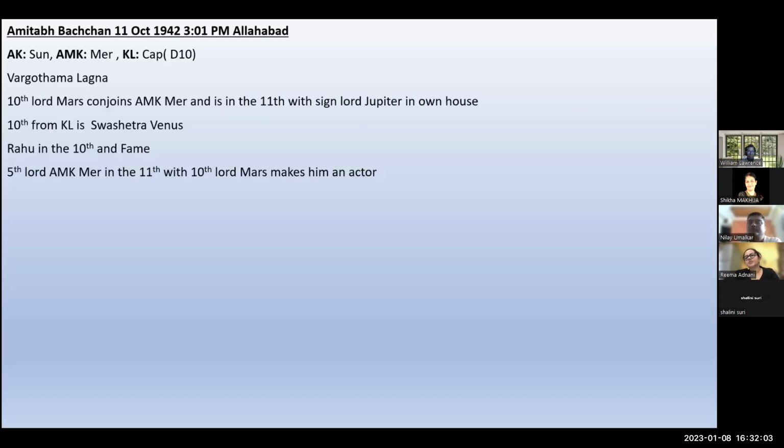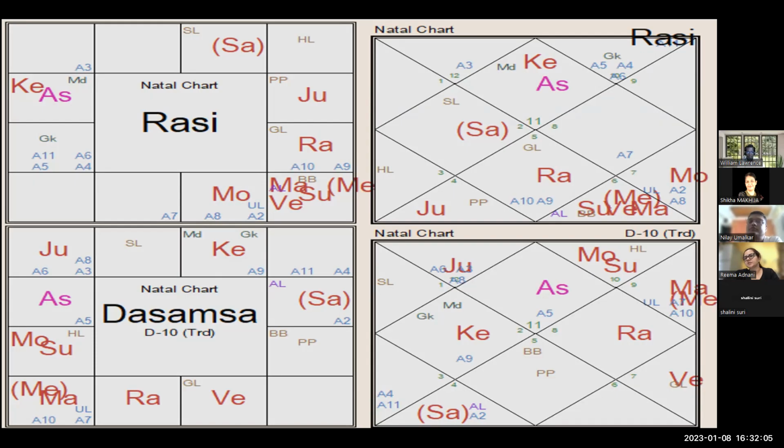Sir, I have a question. Since it's a Vargottama Lagna, his D1 Lagna Lord and D10 Lagna Lord are the same, and it becomes easier in the sixth house. Yes, but it's an enemy sign. There's an exchange between 6 and 12. Yes, it's a Viparita Raja Yoga. It is a Parivartana also.